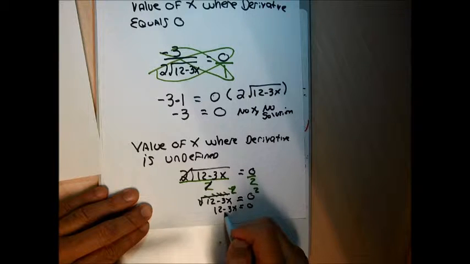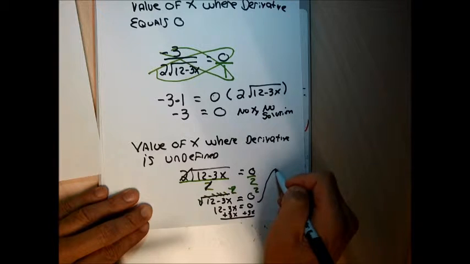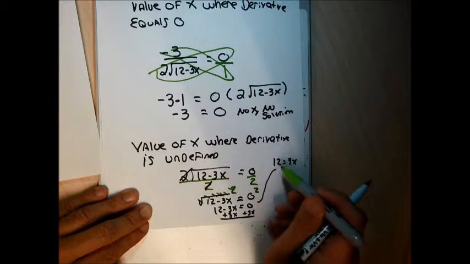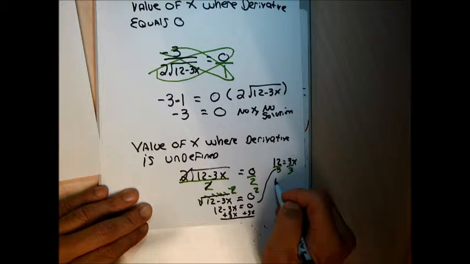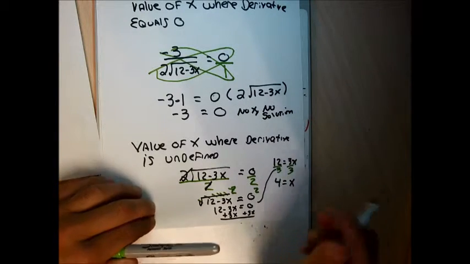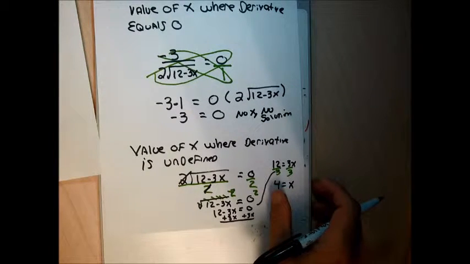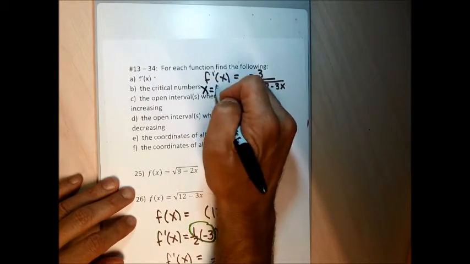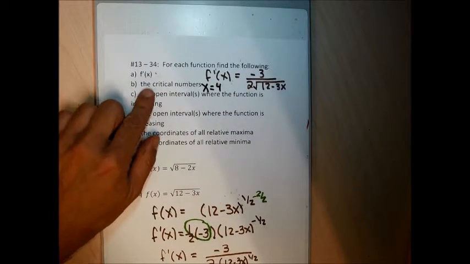Now I'm going to add 3x to both sides. And that's going to give me 12 on the left side, 3x on the right side, and then I'll divide both sides by 3, and that will give me 4 equal to x. So the only critical number that I get for problem 26 is x equal to 4. That's a value of x where the derivative is undefined. So for part B, the answer, the only critical number is x equal to 4.